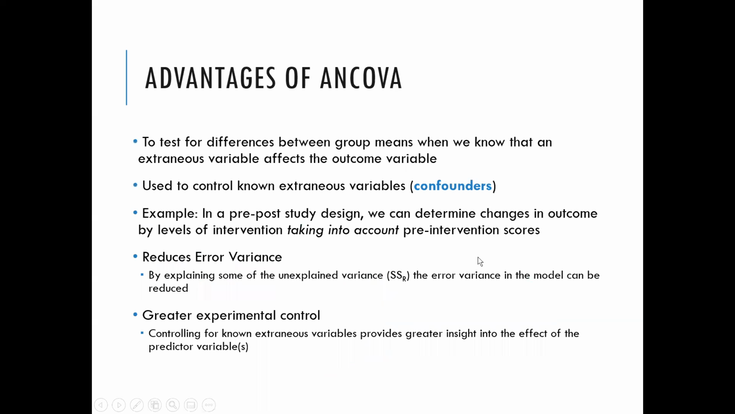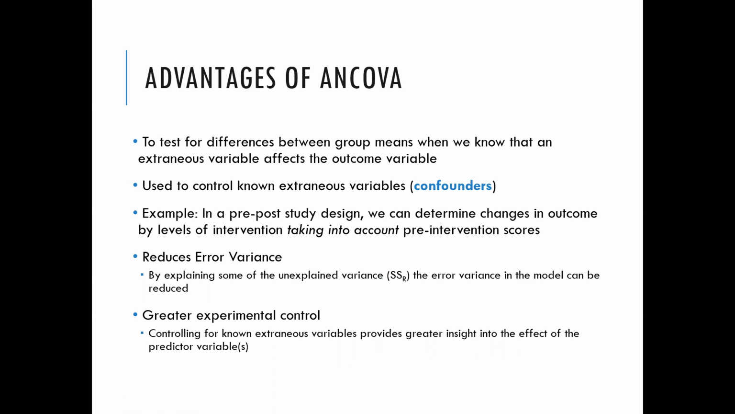So what are the advantages of ANCOVA? Again, we can test for differences between group means when we know that there's some extraneous variable that affects the outcome variable. And so we can use ANCOVA to control for this extraneous variable, and we refer to them as confounders. So for example, in a pre-post study design, we can determine changes in an outcome by levels of an intervention, taking into account pre-intervention scores.